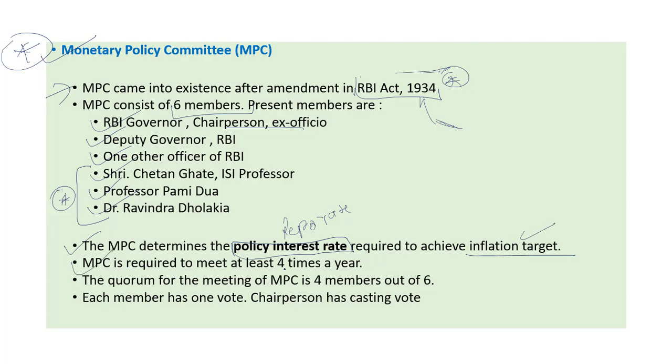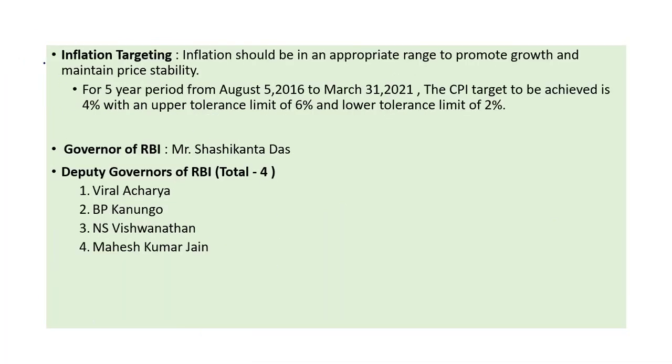The MPC is required to meet at least 4 times a year. So this is the requirement. The quorum for the meeting of the MPC is 4 out of 6 members. So total 6 members, 4 should be in favor of a certain decision, so as to make it a law or a rule. Each member has one vote. The chairperson has a casting vote. In case of a tie, 3-3, the chairman will cast his casting vote and the decision will be taken in favor of the chairman's vote. Inflation target.